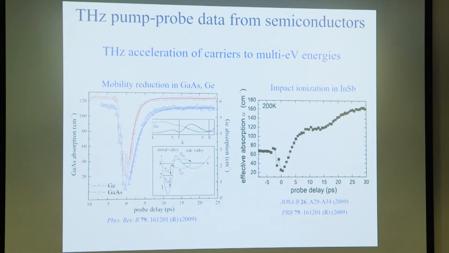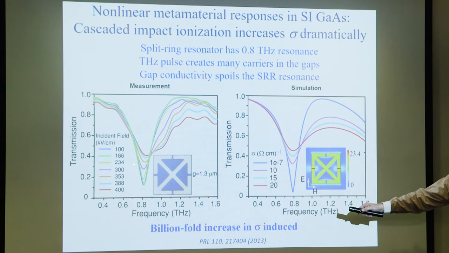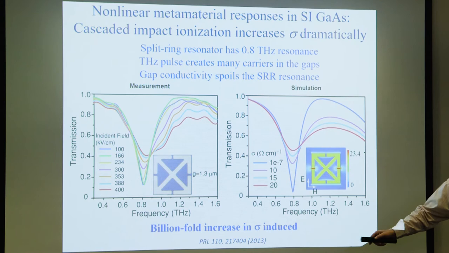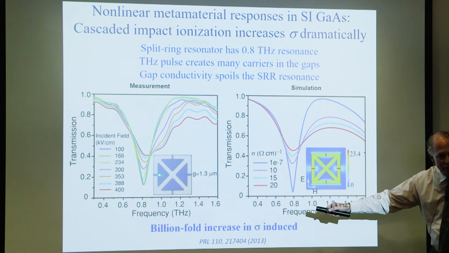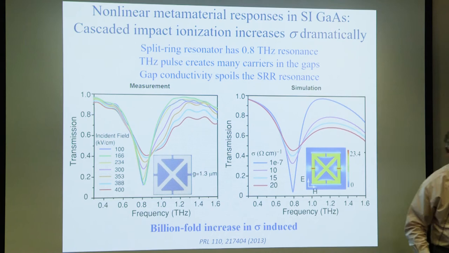Here's an extreme example of that. So now it's gallium arsenide. It's not even a particularly narrow band gap, but we put one of these resonance structures on it. It has a resonance at about 0.8 terahertz, and now we've just turned up the field, and what happens? This resonance gets spoiled as we pump it hard. And that's because it's only a split ring resonator if there's a capacitive gap there. It's not supposed to be a good conductor. And it isn't a good conductor until we hit it hard with terahertz fields. And what's happening here through cascaded impact ionization is the conductivity in that little gap is going up by about a factor of 1 billion.